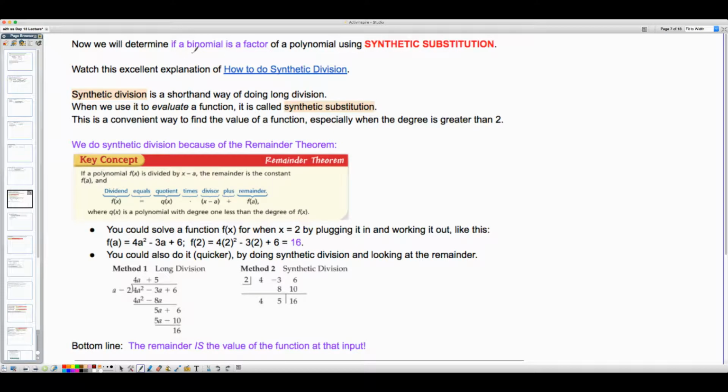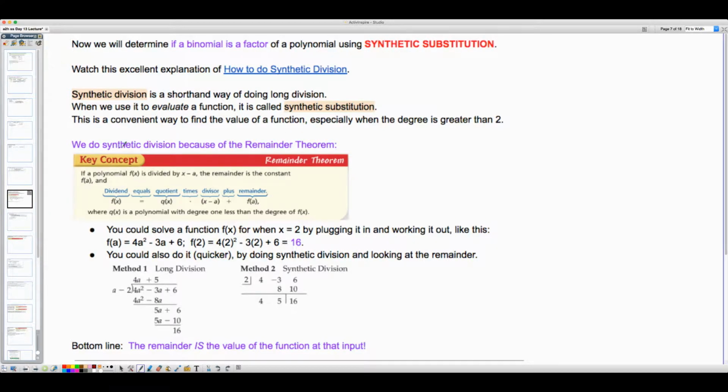Now I'm going to show you about binomials. If a binomial is a factor, we're going to use synthetic division. There's a video online posted where it shows you how to do this. I will walk it through in the example that we do down below. Synthetic division is a shorthand way of doing long division using polynomials and finding the root, finding the solutions. We use it to evaluate a function when it's called synthetic substitution. It's a convenient way to find a function.